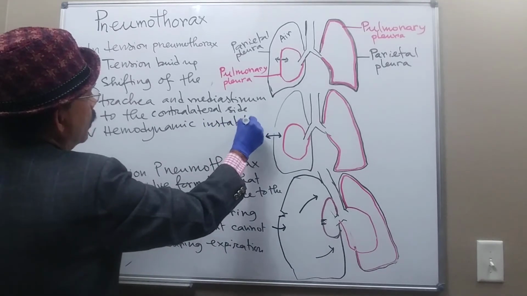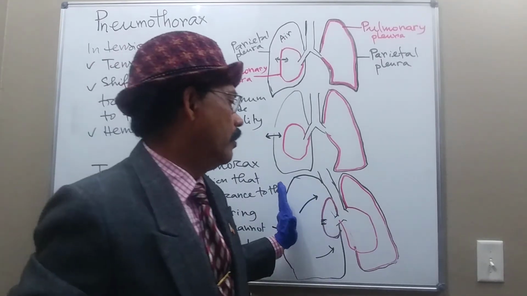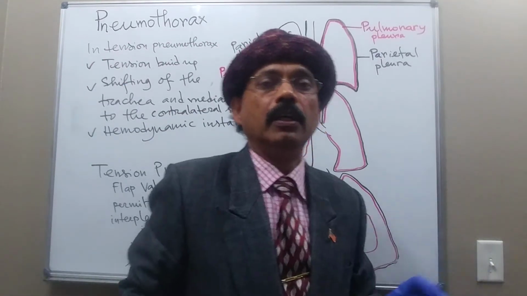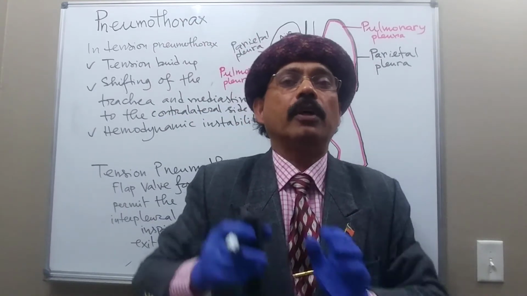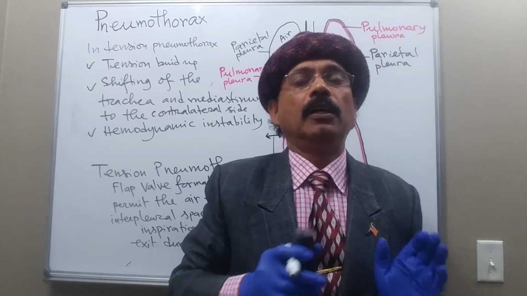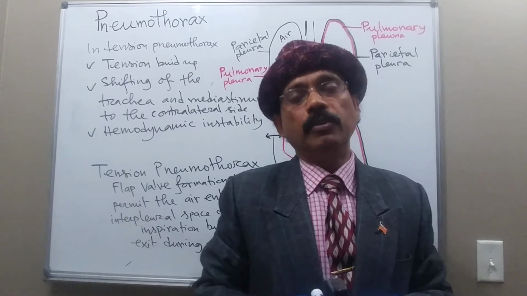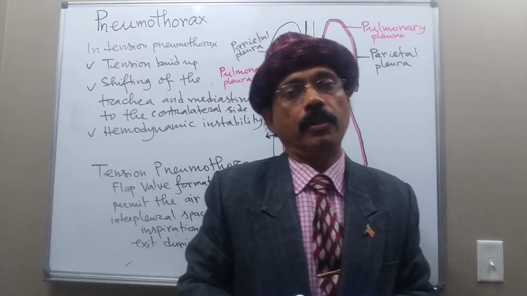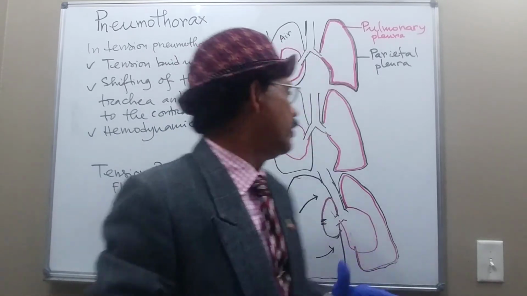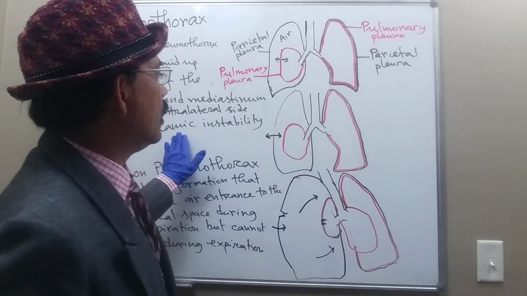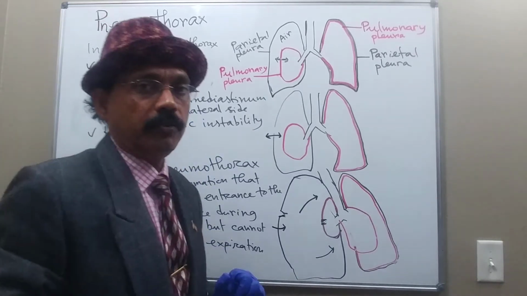Why hemodynamic instability? Because due to shifting of the mediastinum towards the other side, the superior vena cava will be compressed, the aorta is compressed, the heart is going to the other side, and blood cannot reach the heart, so eventually it may lead to heart failure. There will be engorgement of the veins in the head and neck region. There will be hemodynamic instability that may even lead to death in tension pneumothorax.